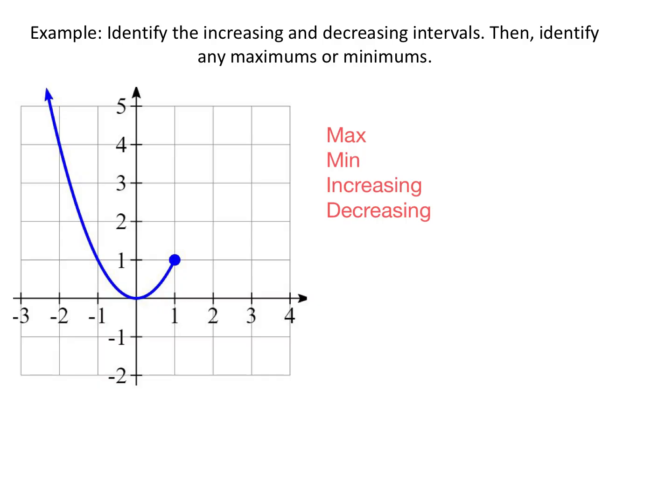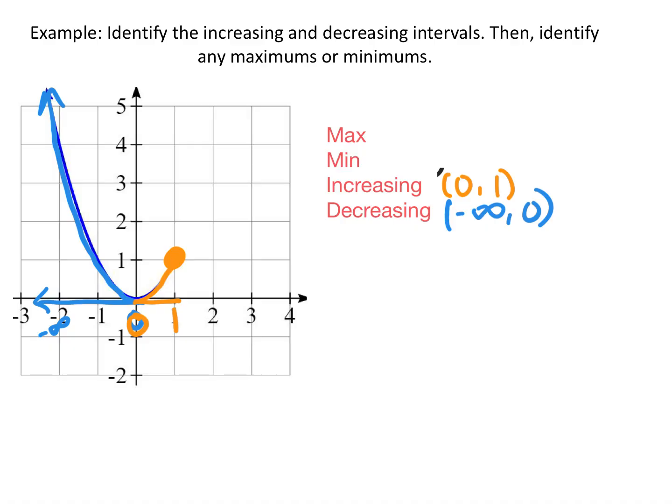In this last example, I start by going downhill until I hit this point of 0. So from negative infinity to 0, I'm decreasing. And then from here to here, going uphill. So from 0 to 1, I'm increasing. My maximum is none. And my minimum is right here at 0, 0.